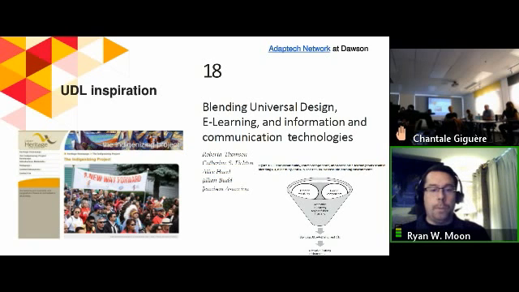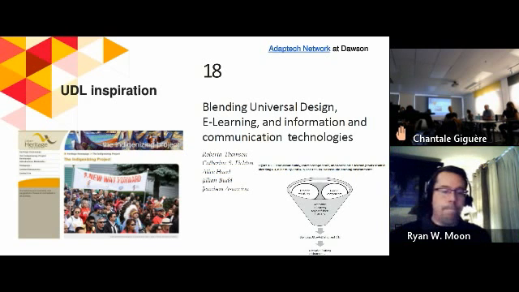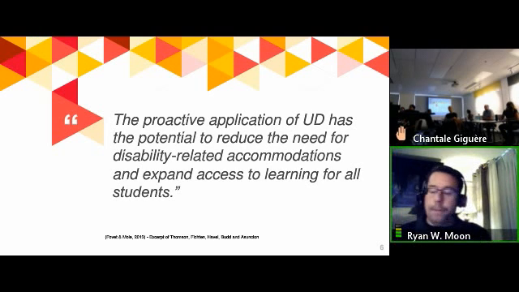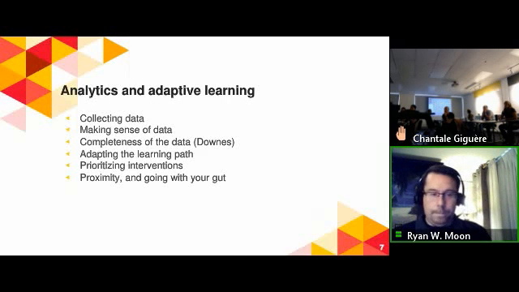And so I've just put a report cover from one of their studies on blending universal design, e-learning, and information and communication technologies. And this is just a quote from that report. The proactive application of universal design has the potential to reduce the need for disability-related accommodations and expand access to learning for all students. That's from a study by Fauvet and Mole that was cited within the study at AdaptTech.